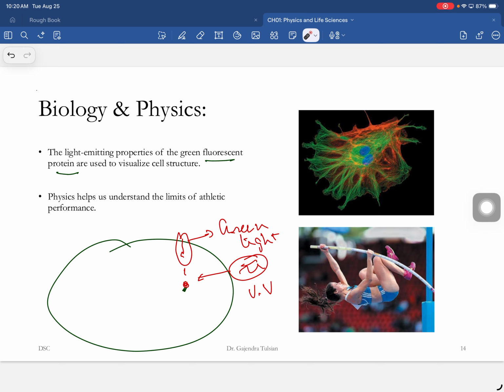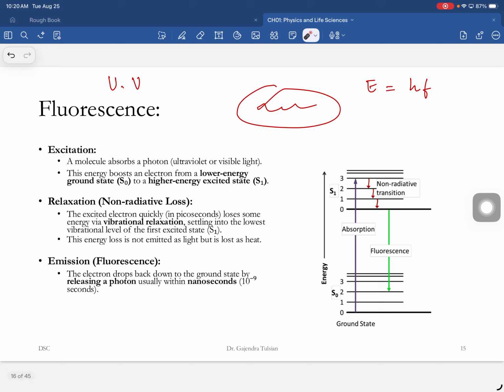And this way you can study various molecules in different parts of the cell. All right, so in fluorescence, a molecule absorbs a photon, ultraviolet or visible light. This energy boosts an electron from a lower energy ground state to a higher excited state. The excited electron loses some of its energy via vibrations. You can think of it as heat, going to a lower level.